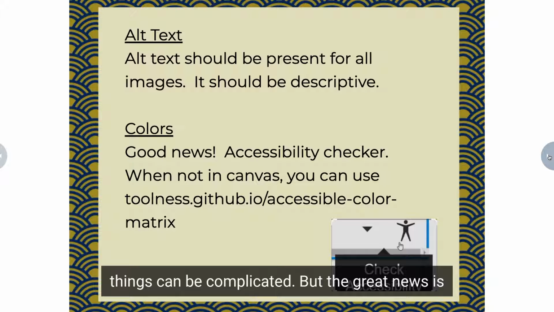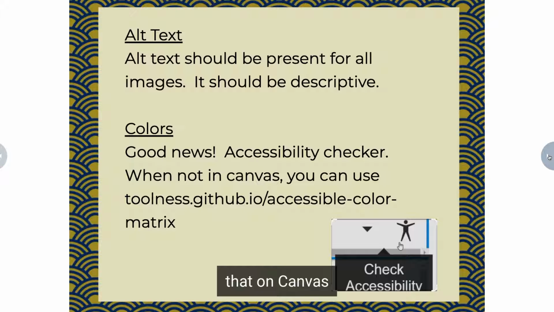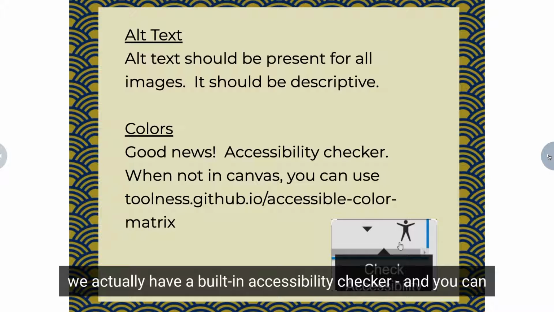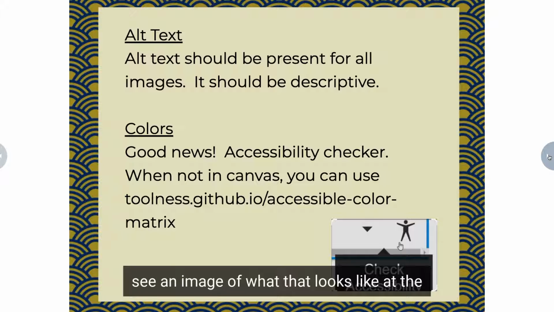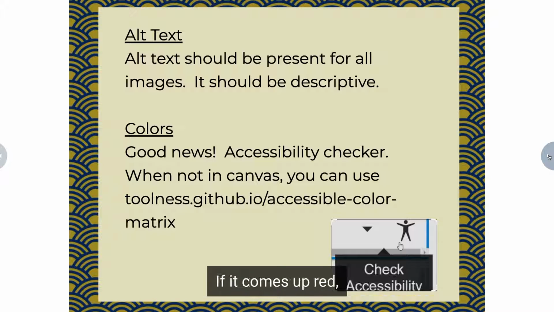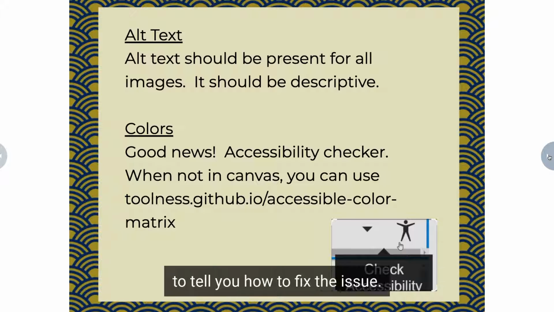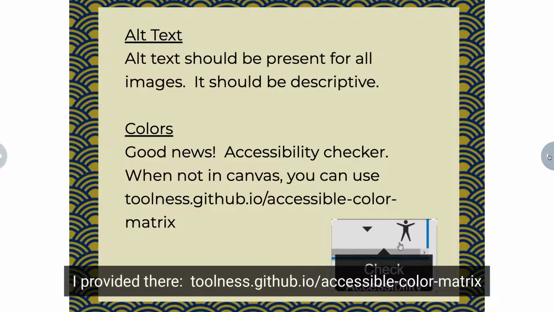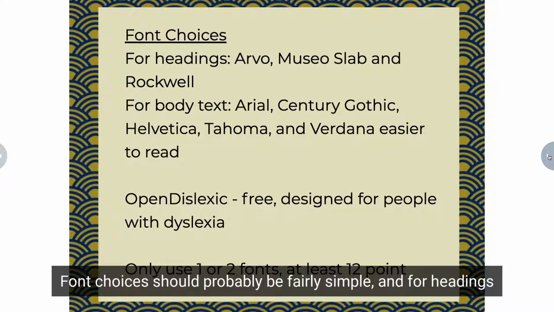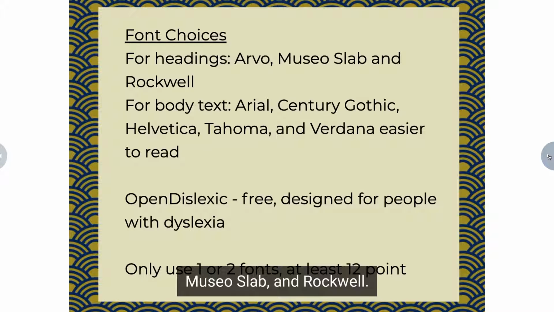For colors, things can be complicated, but the great news is that on Canvas we actually have a built-in accessibility checker, and you can see an image of what that looks like at the bottom right-hand side of the screen. Pay attention to that accessibility checker. If it comes up red, that means there's an issue, and suggestions will be given if you click on it to tell you how to fix the issue. If you're not in Canvas, you can also use the link I've provided there, toolness.github.io/accessible-color-matrix.